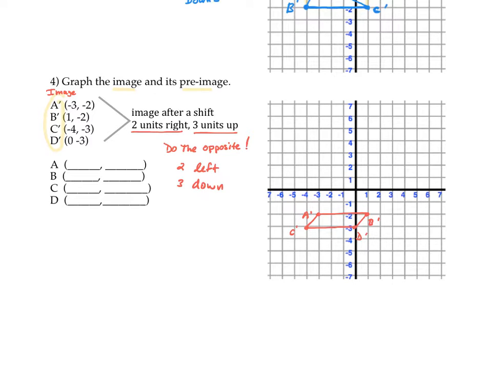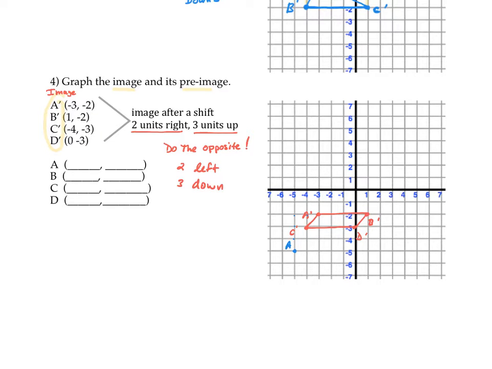All right, next we want to do the opposite. Instead of 2 right and 3 up, we're going to go 2 left and 3 down. So each one of these points gets moved to the left and 3 down. So start with A prime. So go to the left, 1, 2, then 3 down, 1, 2, 3. This is where A would have been to start.